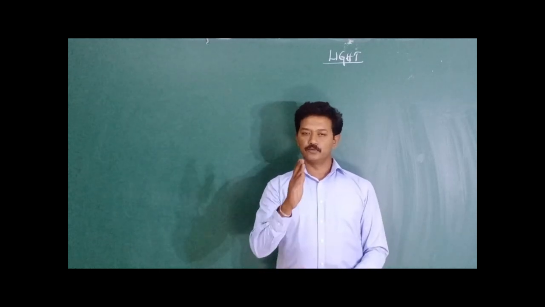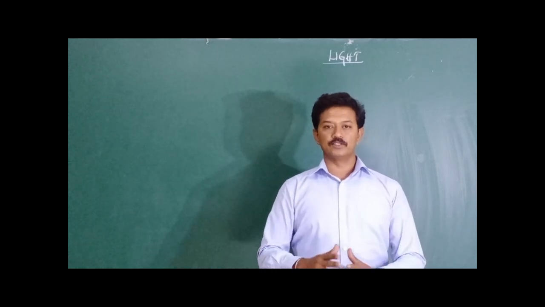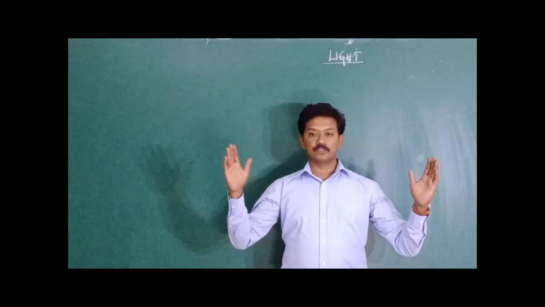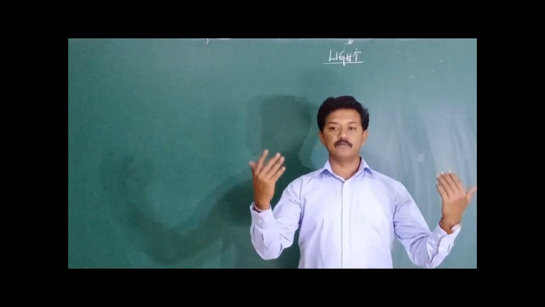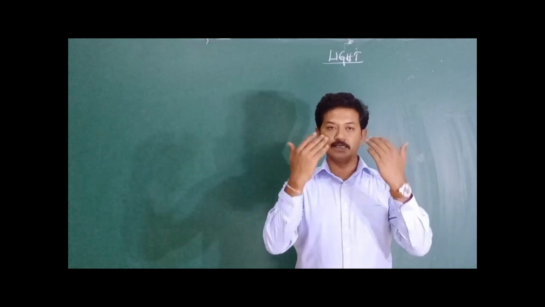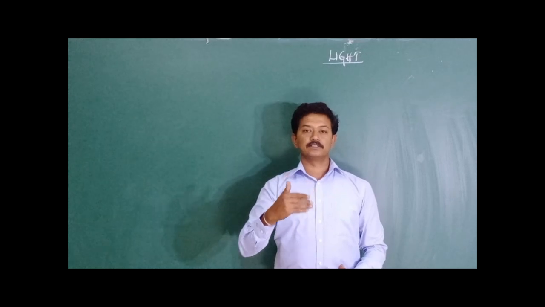So that's one thing. The second thing is, when the light coming out of these sources of light falls on certain other objects, those light rays are going to get reflected after falling on the object and enter into our eyes. Then we are able to see the object, that is the persistence of vision.